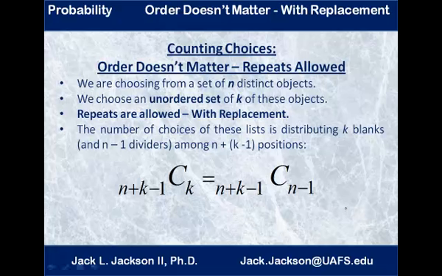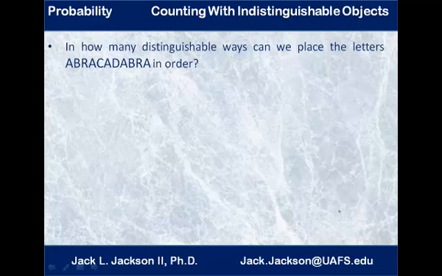Alright, 5 techniques down, just one more to go. In this last one, we're going to look at this example. How many distinguishable ways can we place the letters of the word abracadabra in order? So here we have, well, let's count the letters. Did you get 11? So we have 11 letters.